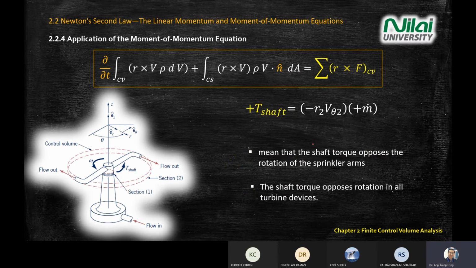Okay, there are some notes. As you can see here, what do I mean by this statement or this equation? This equation is based on this diagram. What does it mean? It means the torque of your shaft is opposite to the rotation of the sprinkler arm. The rest of this one, later. It is important that you understand how you get this one.